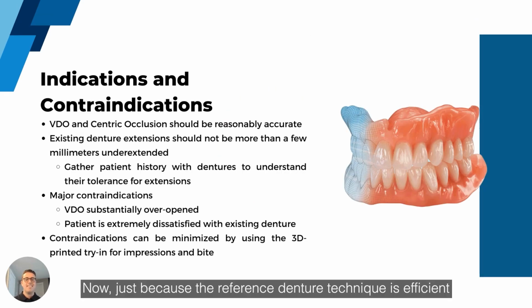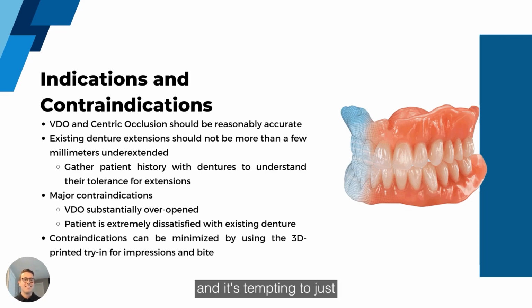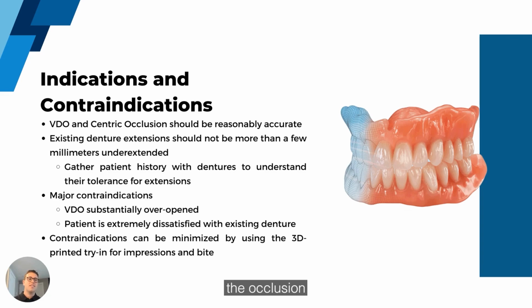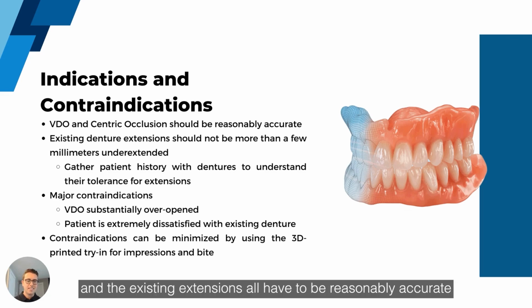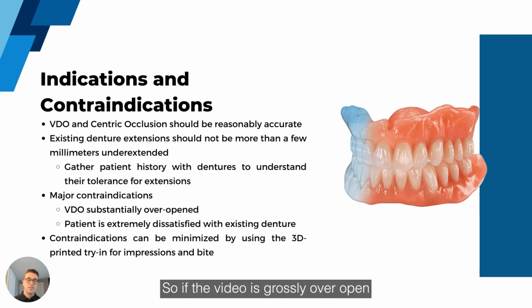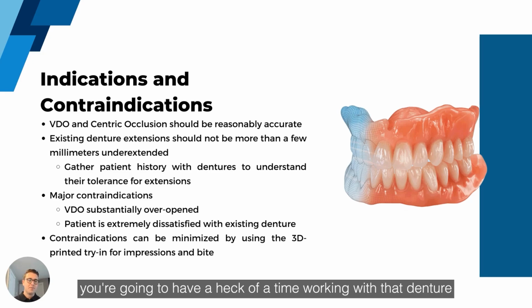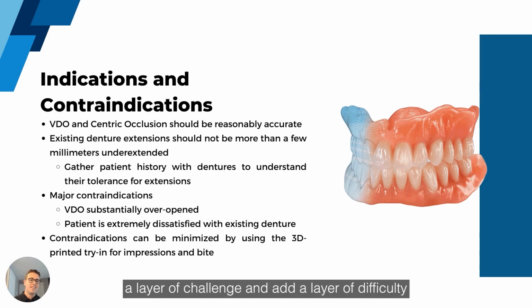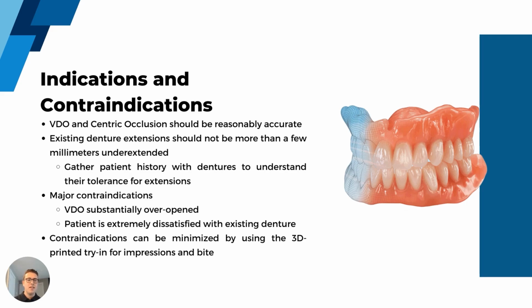Now, just because the reference denture technique is efficient and it's tempting to just kind of pump out the dentures doesn't mean you can do it on every single patient that comes through the door. The VDO, the occlusion, and the existing extensions all have to be reasonably accurate. So if the VDO is grossly over-opened, you're going to have a heck of a time working with that denture. You can certainly try, but it's going to be really difficult. If the bite is drastically off, again, you can work with that, but it's going to add a layer of challenge and add a layer of difficulty that's probably going to lead to inaccuracies down the road.